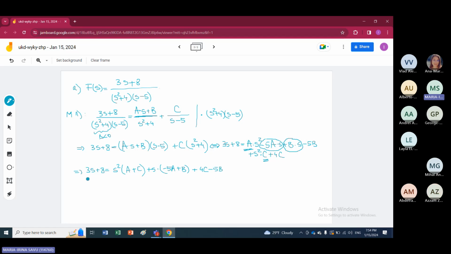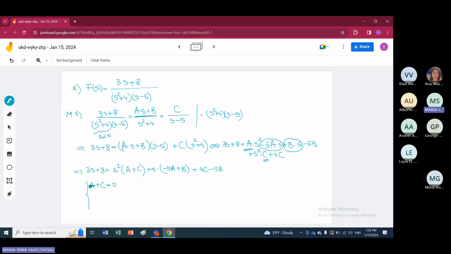So the coefficient of s squared in the left side is 0, and the coefficient of s squared in the right side is a plus c, so a plus c is 0. Yes, the coefficient of s in the left side is 3, here minus 5a plus b, so this one is 3. And 4c minus 5b from here is 8.